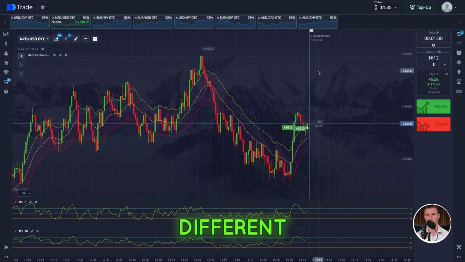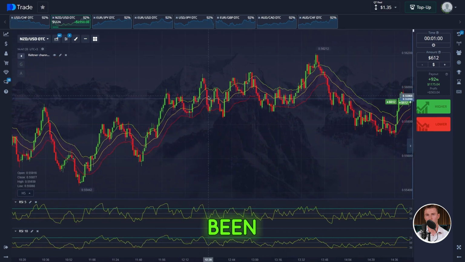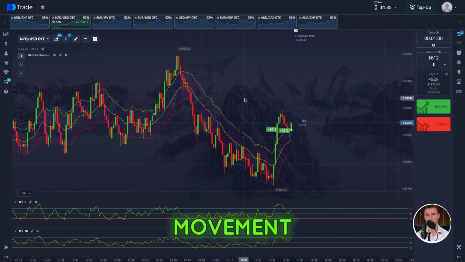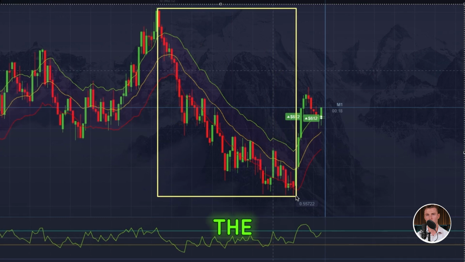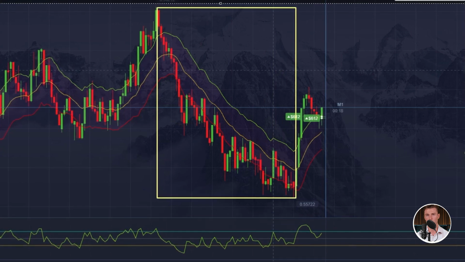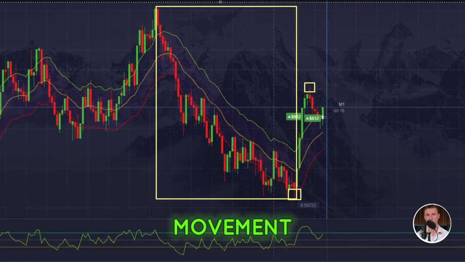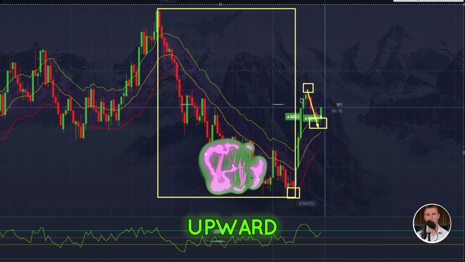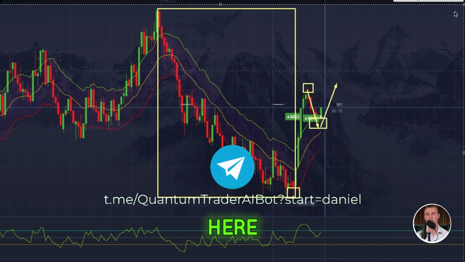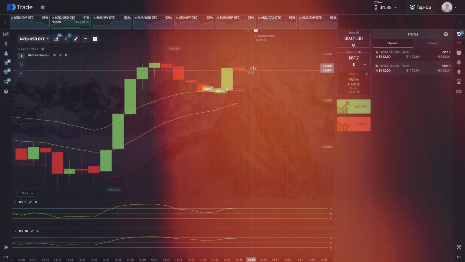Here is a slightly different entry principle. In general, our dynamics over the last period of movement have been suitable. Then we perceive this section of movement as a price adjustment, updating our price minimum. Then the dynamics of movement goes up, updating our price maximum, and then we have a price pullback. The movement goes back into the channel, a green candle appears, and this is a sign of the continuation of the upward trend. Therefore, here we are opening two deals for an increase, and let's look at their results.